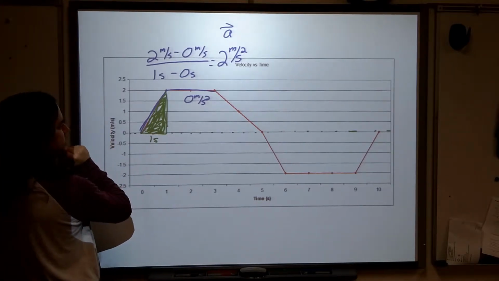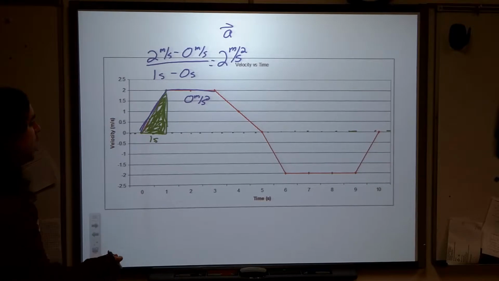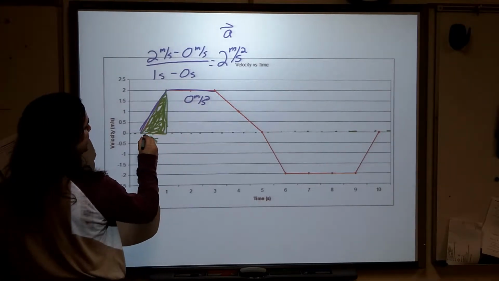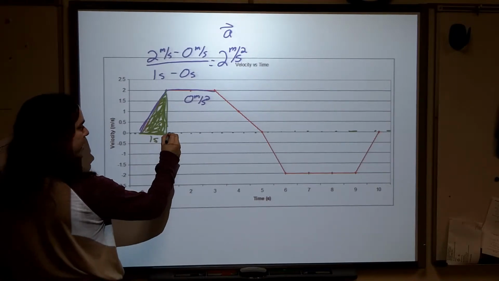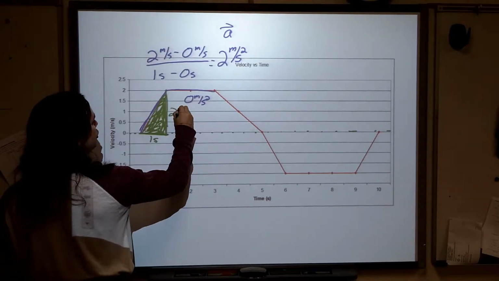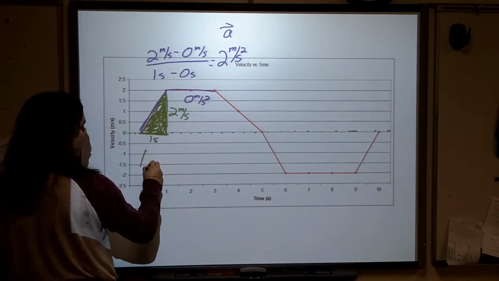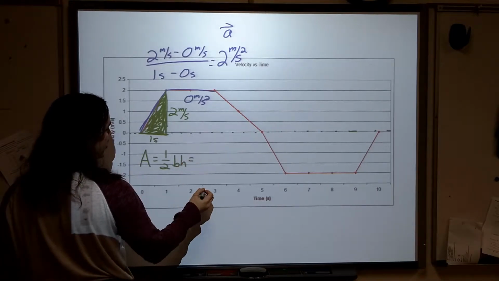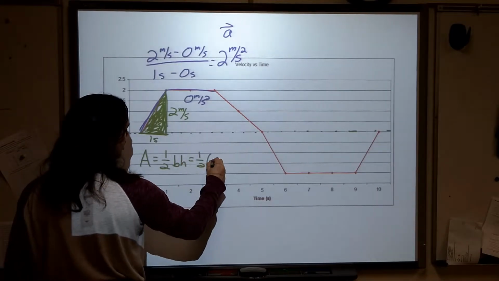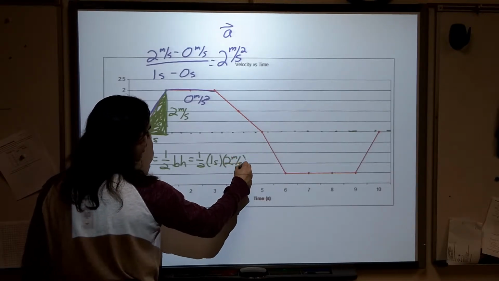What shape is this? Well, it's a triangle, specifically a right triangle, but it's a triangle. All right, it has a base of 1 second, but that's how wide the base is, and it has a height of 2 meters per second. I mentioned that I want to find the area, so area of a triangle is 1/2 base times height, and that will be equal to 1/2 base, which is 1 second, times height, 2 meters per second.